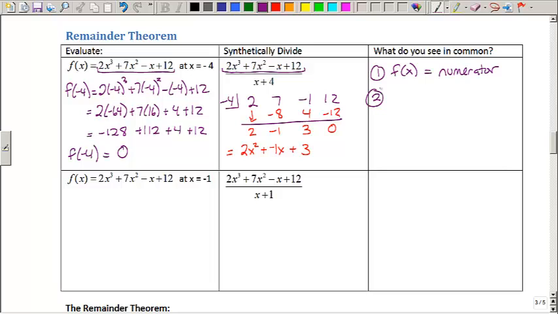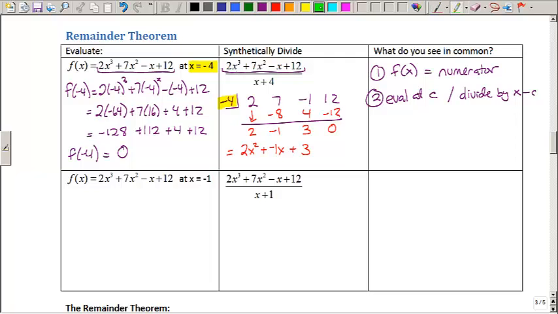The next thing you also see is that you're evaluating at x equals -4, and you're dividing by x plus 4. But the -4 appears in the synthetic division process as our c. So the number that we are evaluating at is the same thing that we're dividing by in our synthetic division problem, the factor x minus c, but the -4 is the c. So we evaluate at c, and it's the same c that you're dividing by.